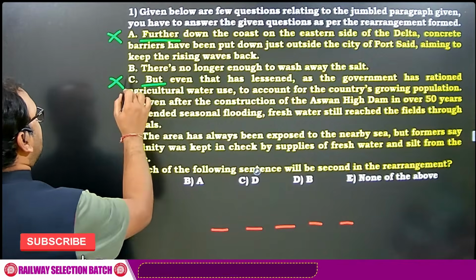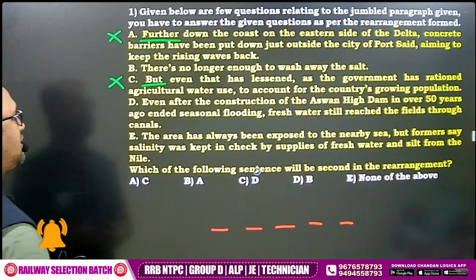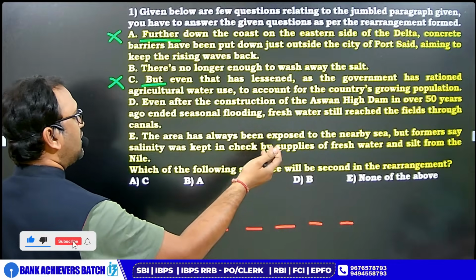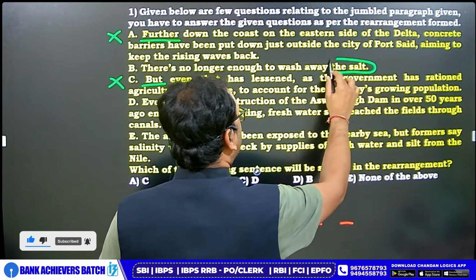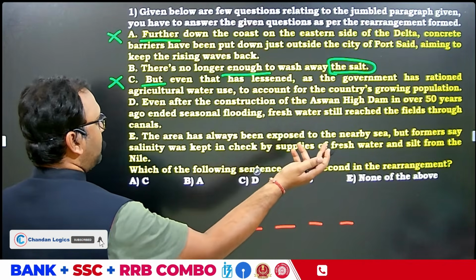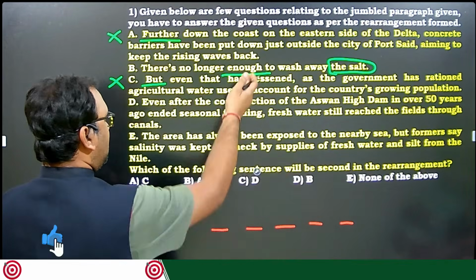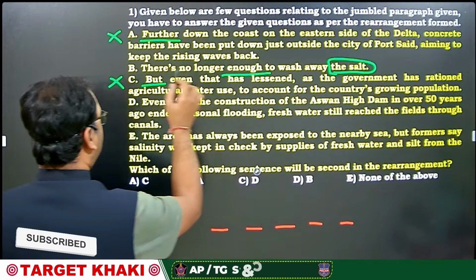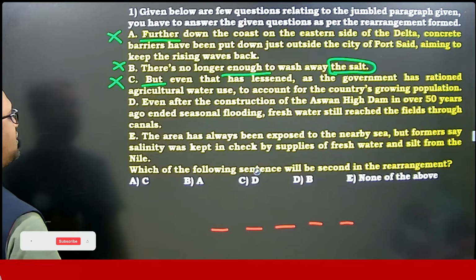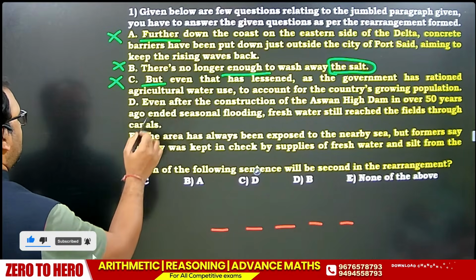If you look at the second sentence, "there is no longer enough to wash away the salt." First of all, it cannot be the beginning statement. If you read the sentence, you are saying enough what? Are you trying to say enough water, enough acid, enough money, enough time? What are you talking about with this "enough" here? So now the fourth and fifth statements. Naturally you cannot start with "even after." There is a very little chance. You can try this here.